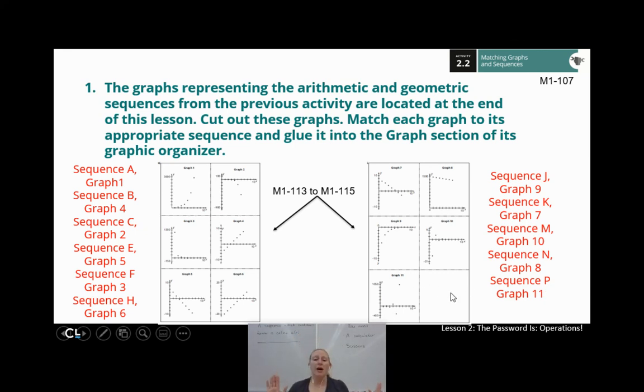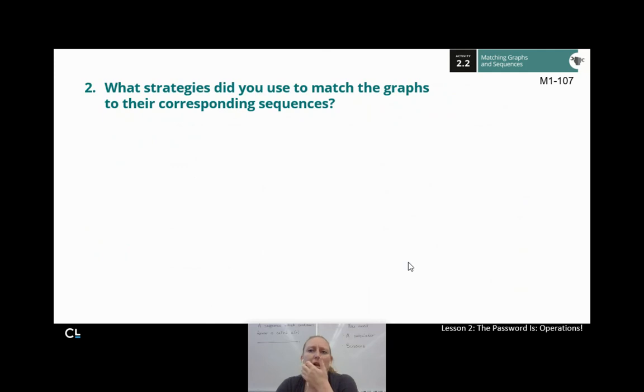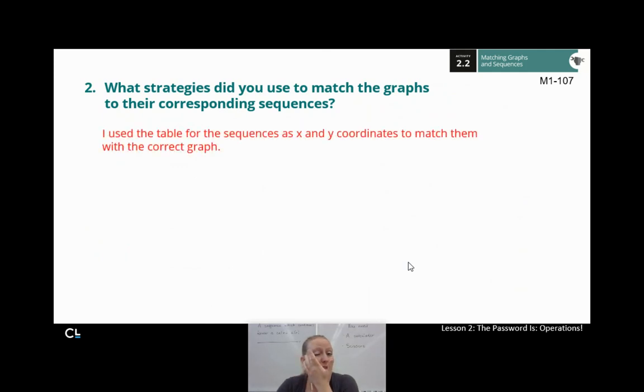So if you need to hit pause, go and double check, make sure you got the right graphs with the right sequences, and that should make things a little better. Like I said, I found that using the table was super helpful. Maybe you didn't. I use the table for the sequences as X and Y coordinates to help me match up with the correct graph. For me personally, that was the easiest way to go.